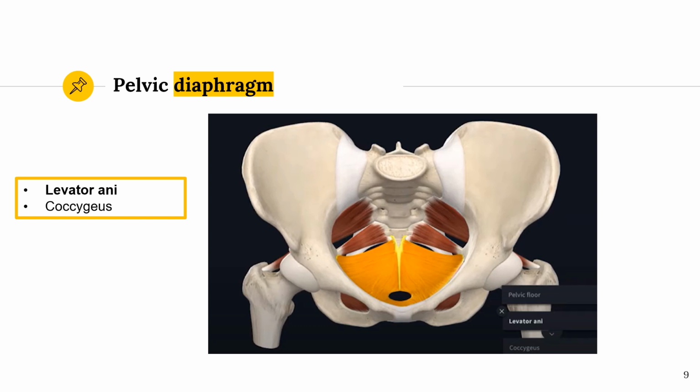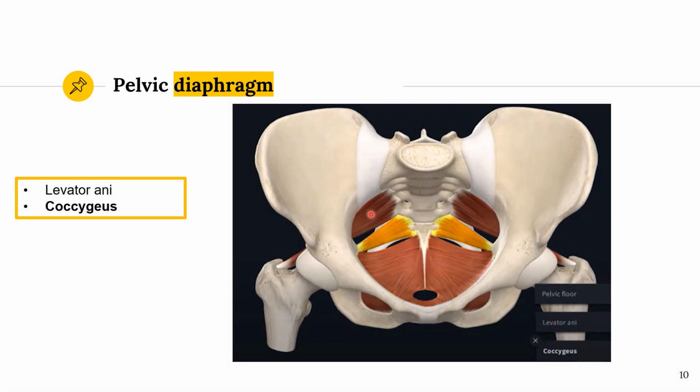Next is pelvic diaphragm. Pelvic diaphragm is a term commonly used by urogynecologists to explain why pelvic organ prolapse occurs or why certain types of surgical procedure are performed. The pelvic diaphragm consists of the levator ani and coccygeus muscle. This is the levator ani. And posteriorly, here is the coccygeus.